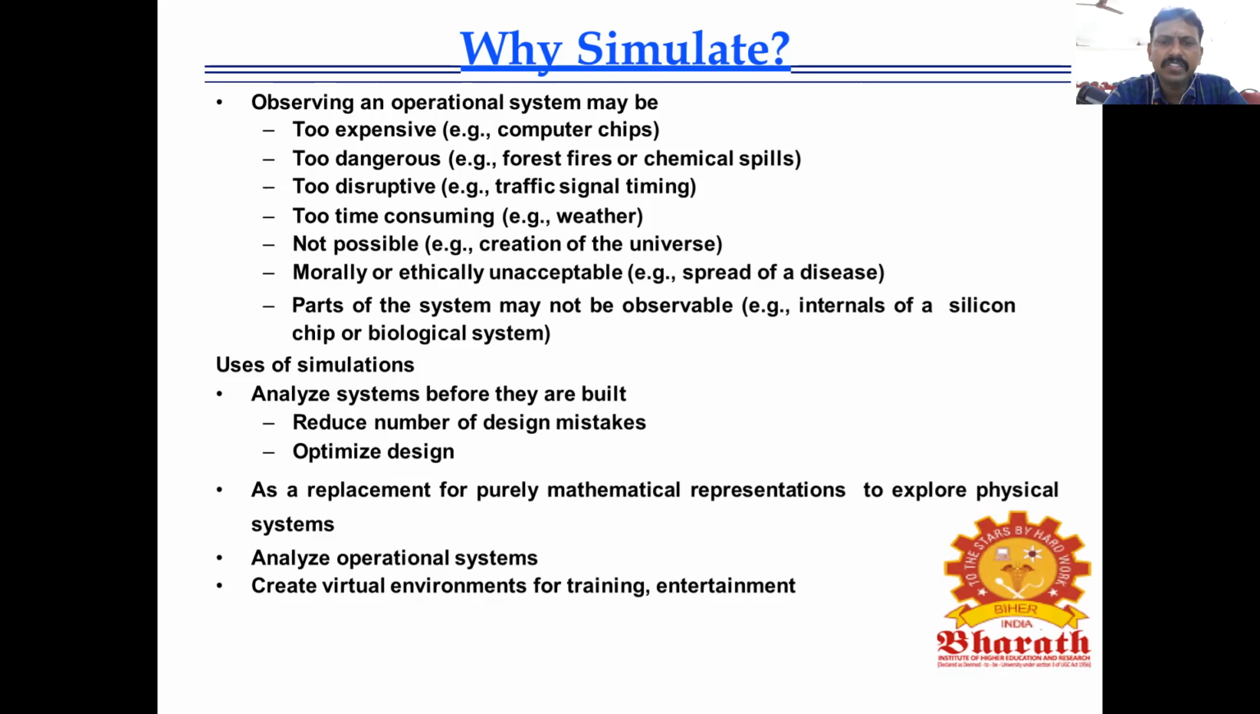And also, parts of a system may not be observable, such as the internals of a silicon chip or biological systems, which cannot be viewed while the process runs. In this case, simulation makes it possible to see what is inside, by assumption that the simulation is done.